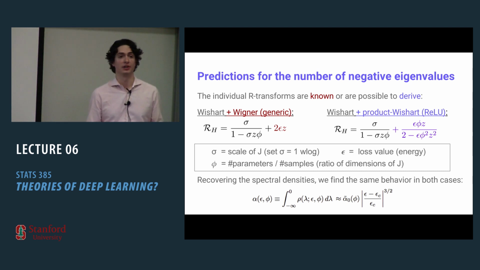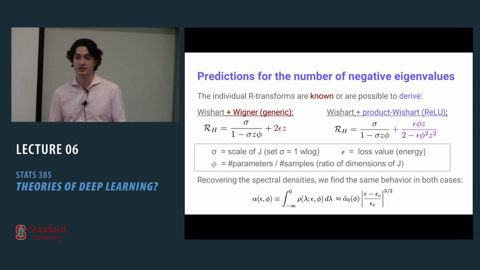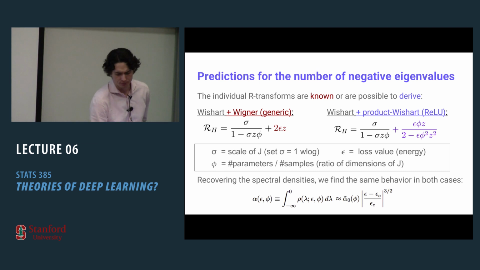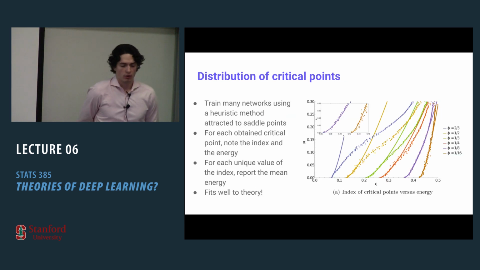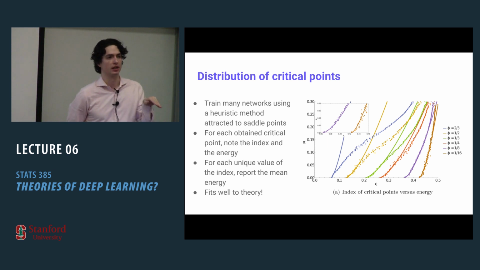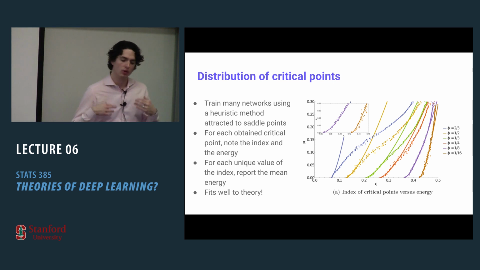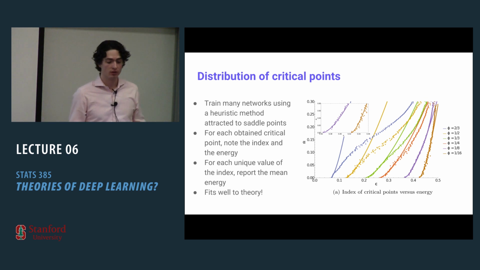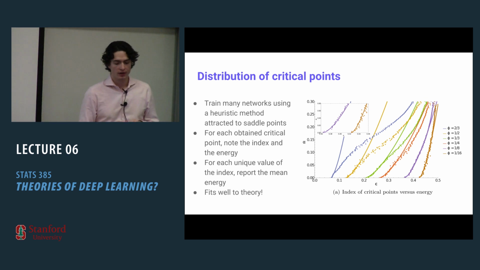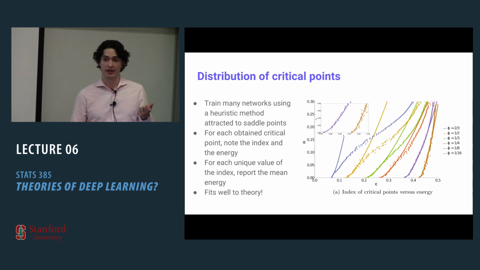But given that we've made several approximations here using random matrices, I think it's important to try to verify whether these predictions hold in practice. So what we did in that direction is to actually simulate neural networks. And we use a kind of heuristic optimization scheme, which is attracted to saddle points. And we run a huge number of optimizations. And at the termination of each run, we found a critical point. And we measure the index of that critical point and its energy. And that gives us the scatter plot of points.